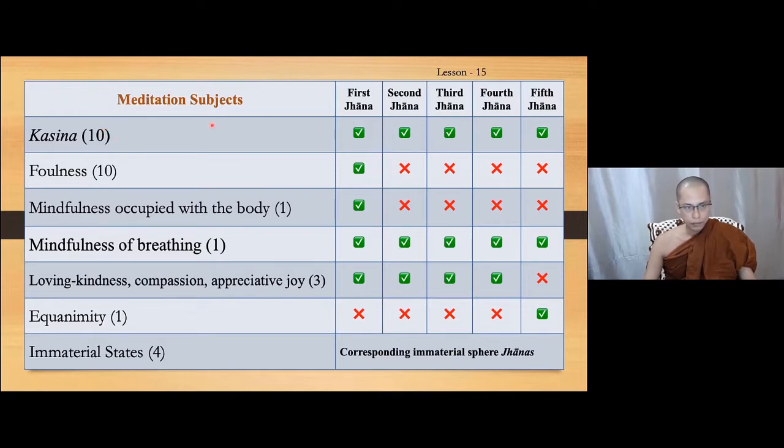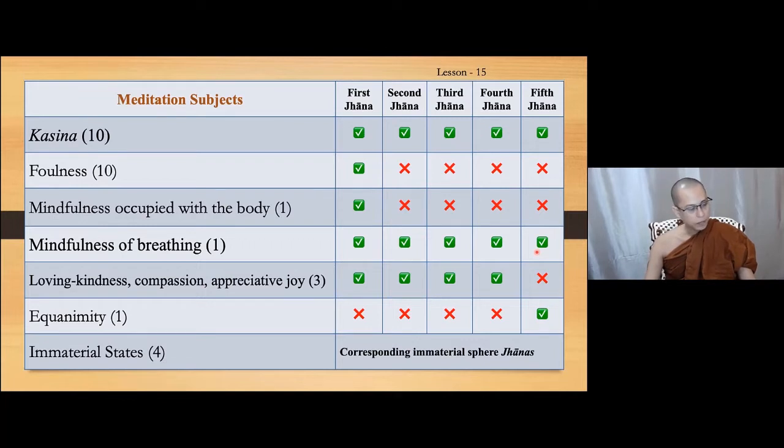Here, among the 30 meditation subjects, the 10 kasina and the mindfulness of breathing, these 11 meditation subjects can give rise to all five jhana. So by practicing any of the 10 kasina, or by practicing the mindfulness of breathing, one can attain up to the fifth jhana.